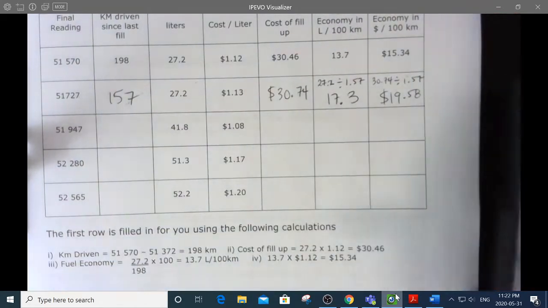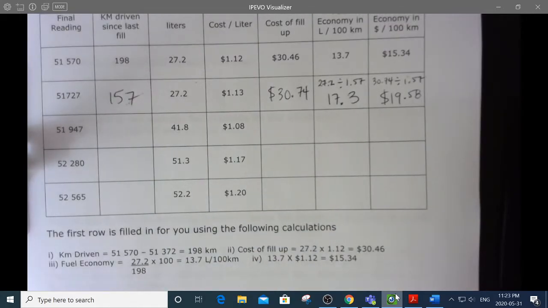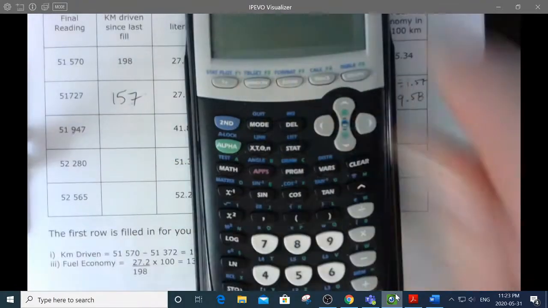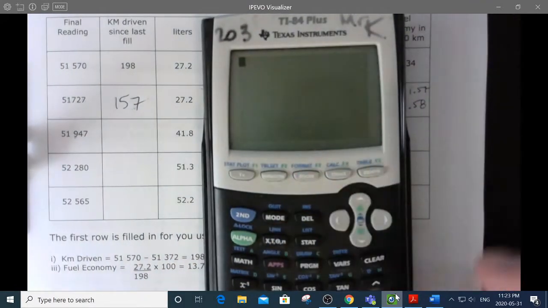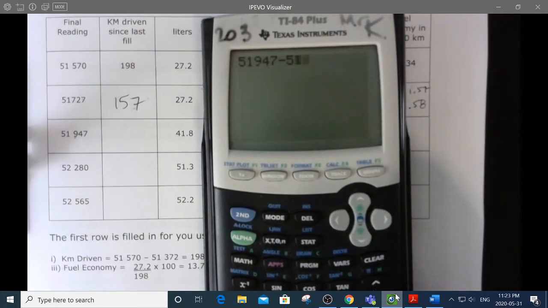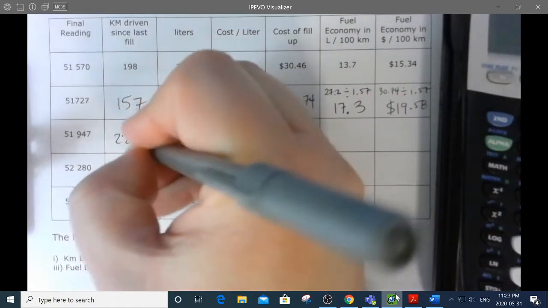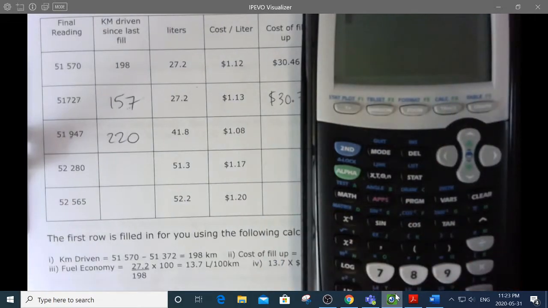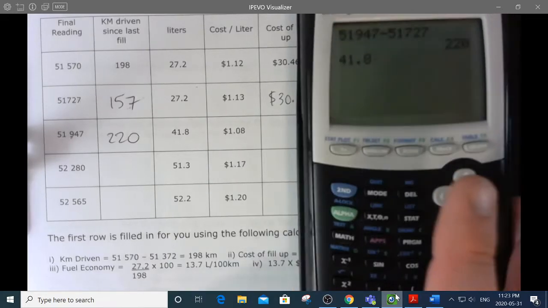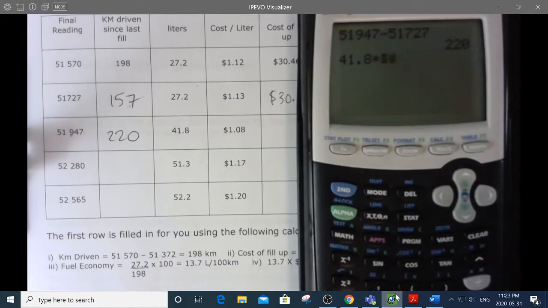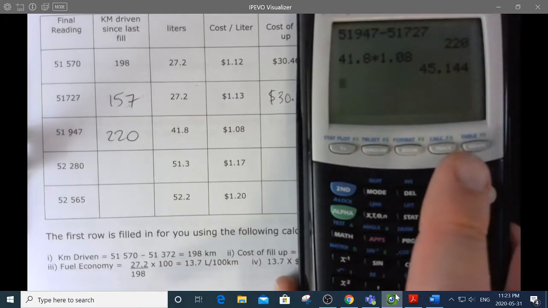Okay, next. All the rest of these numbers work the exact same way. So basically I take this number minus that number now. So let's see, we've got, oops, I'm off the screen here. 51,947 minus 51,727 is 220 kilometers. And then it's 41.8 liters times $1.08 per liter is 45.14.